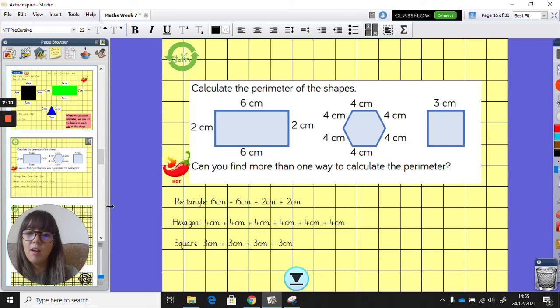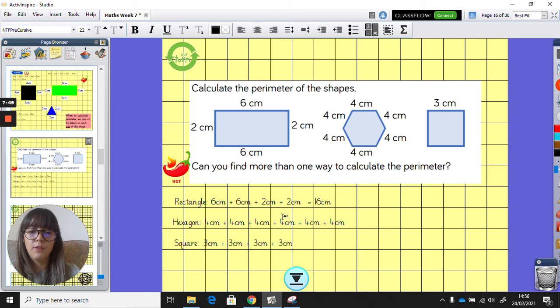So here you can see I haven't worked out what the actual answer is, but I've worked out what I'm going to do to work out the answer. So our rectangle, we need to do 6 centimetres, add 6 centimetres, add 2 centimetres, add 2 centimetres, and that is going to equal 16 centimetres. Oh no, it's not. What am I on about? 6 add 6 is 12, and 2 add 2 is... Oh, it is 16. I don't know what I was going on about then. 16 centimetres.